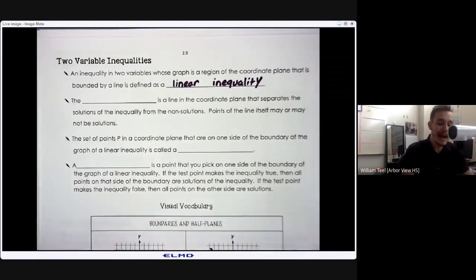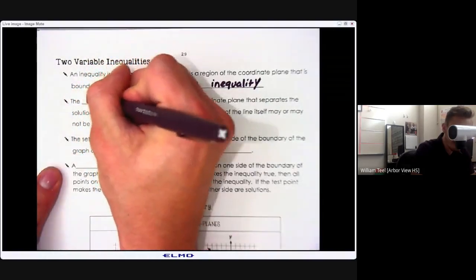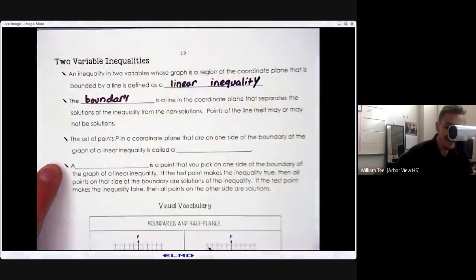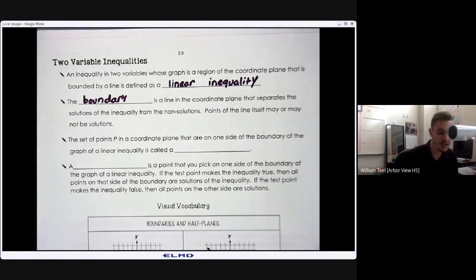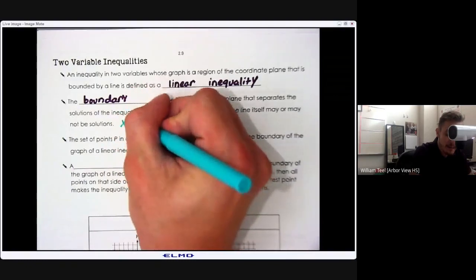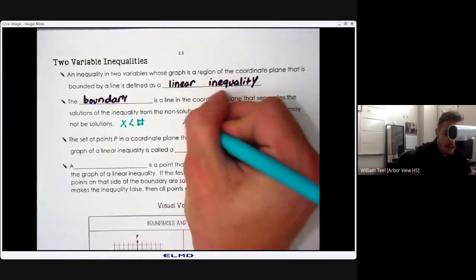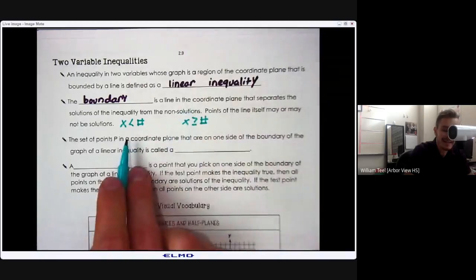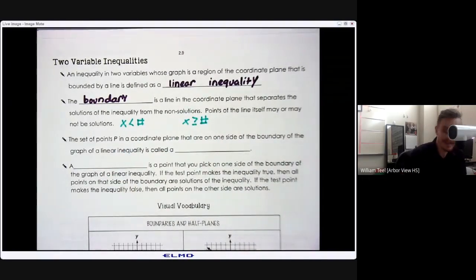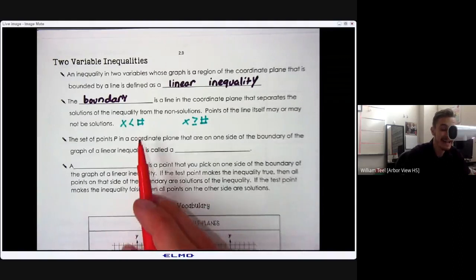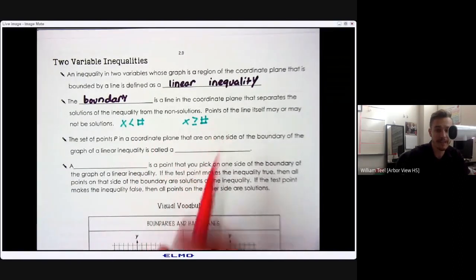So next up, we have the boundary. The boundary is a line in the coordinate plane that separates the solutions of the inequality from the non-solutions. Points of the line itself may or may not be solutions. So if you were talking about a regular inequality that we remember, for example, x is less than a number or x is greater than or equal to a number, this inequality is going to tell us whether or not the number itself is going to be included in the solution set. And this is very similar to the way we're going to do this for linear inequalities as well.